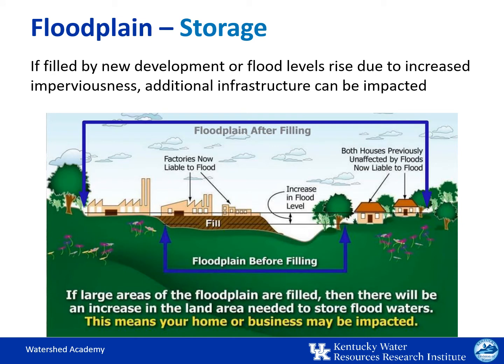Stream floodplains provide storage of floodwaters, but with development in the floodplain or increased imperviousness causing a higher peak flow, more area may be impacted by floods. In the picture, you can see the small area at the bottom was the floodplain before filling. After development, a much wider area floods because the flood level is increased due to the narrowing of the channel. Now houses that were previously unaffected by floods are liable to flood.